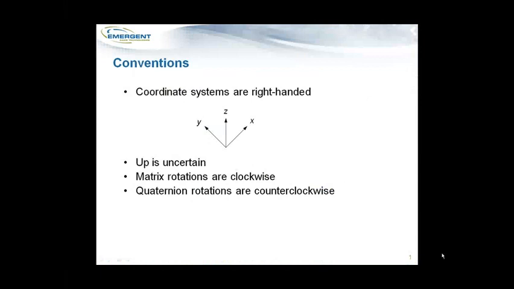If you have rotations expressed mathematically, matrix rotations are clockwise. Unfortunately, quaternion rotations are counterclockwise. If you have to convert between the two forms, which usually comes up only in low-level animation code, you have to manually keep track of that difference and remember to insert inversions where appropriate.